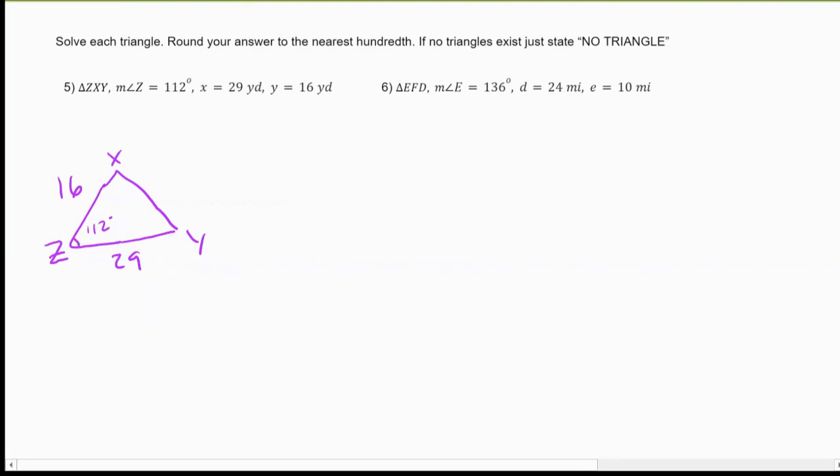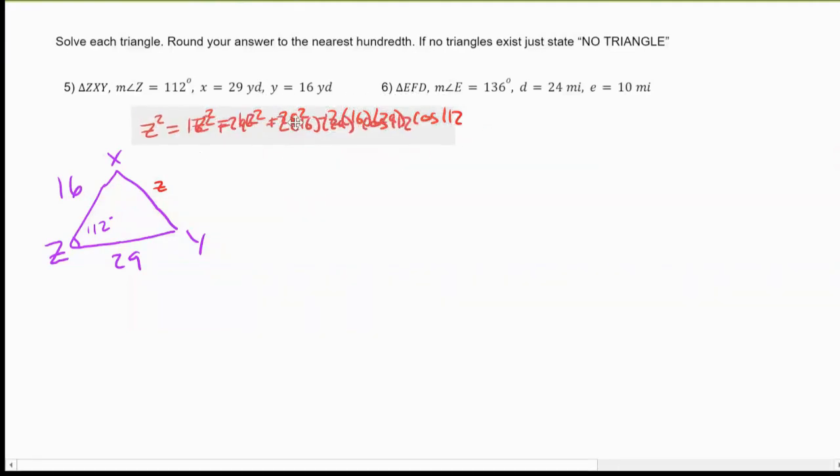If I tried to use the law of sines right now, it wouldn't work because I don't have a matching pair of side and angle that are opposite each other. So I would have to use the law of cosines to try and solve for side Z first. So side Z, I'm going to use law of cosines. We got 16 squared plus 29 squared minus 2 times 16 times 29 times cosine of 112.